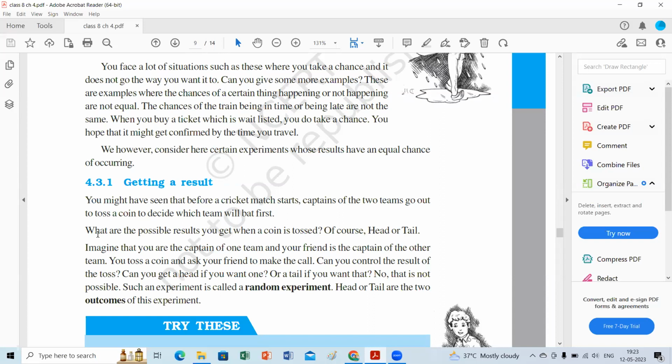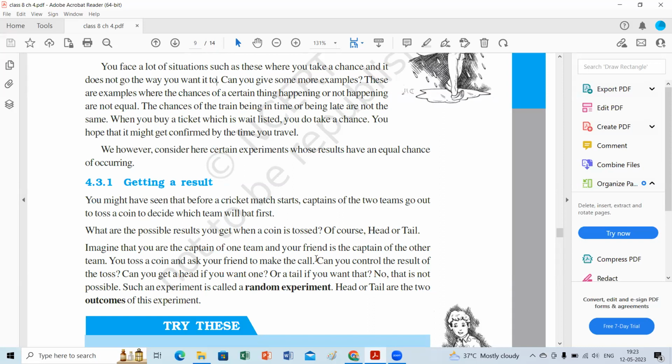and the other is tail. Imagine that you are the captain of one team and your friend is the captain of the other team. You toss a coin and ask your friend to make the call. Can you control the result of the toss? Is it possible to control the result of the toss? No, ma'am. Can you get a head if you want one? No, ma'am. See, there are multiple questions, children.